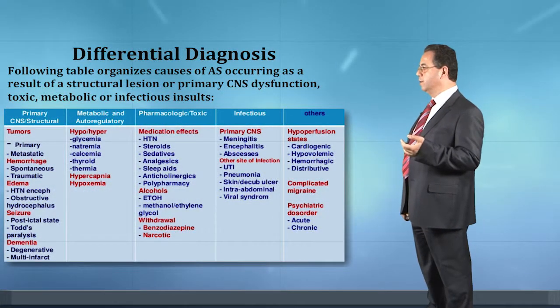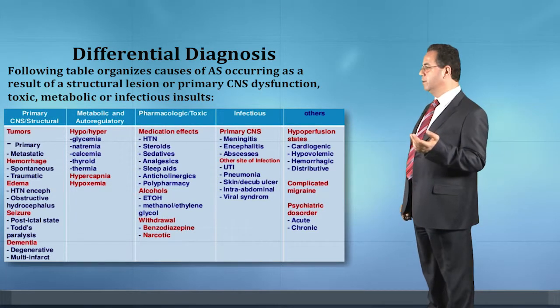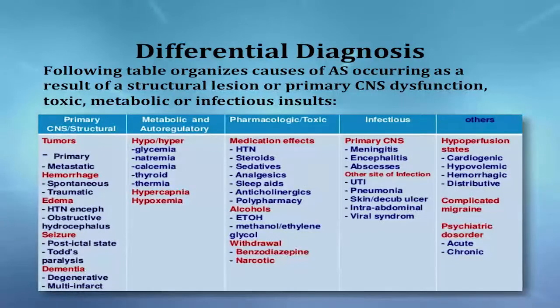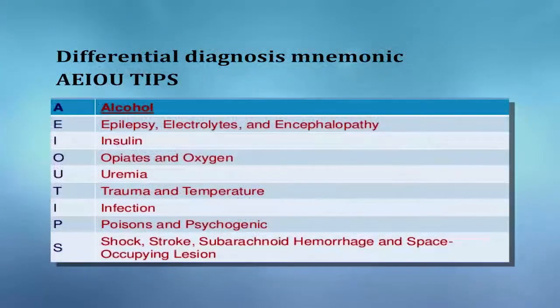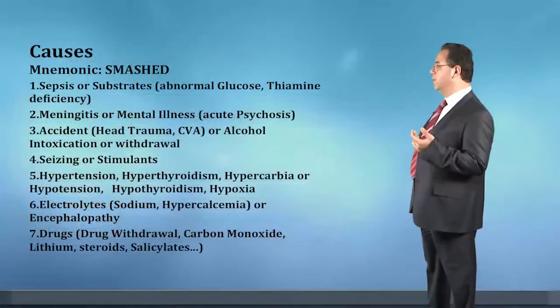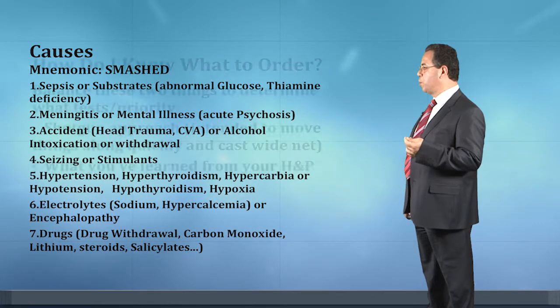Now you move on to the differential diagnosis, and unfortunately, this is a very wide differential diagnosis and a very big list of etiologies, but your structured examination and focused history would hopefully eliminate many of those potential etiologies. This could range from structural, primary CNS problems to metabolic or pharmacologic, infectious, fever, intoxications, withdrawal, hypoglycemia, and many others as listed on the slide. Some people use mnemonics to help remember the potential etiologies. This is a nice one, AEIOU TIPS, and the other one would be SMASHED.